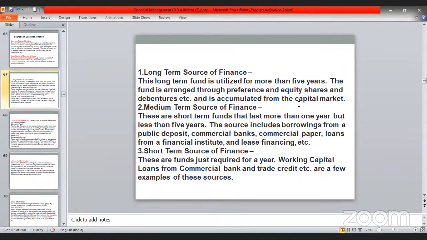The third one is short-term sources. This is a loan term required for only 1 year, or less than 1 year. This includes working capital, loans from commercial banks, and trade credits, when they are raising their funds.